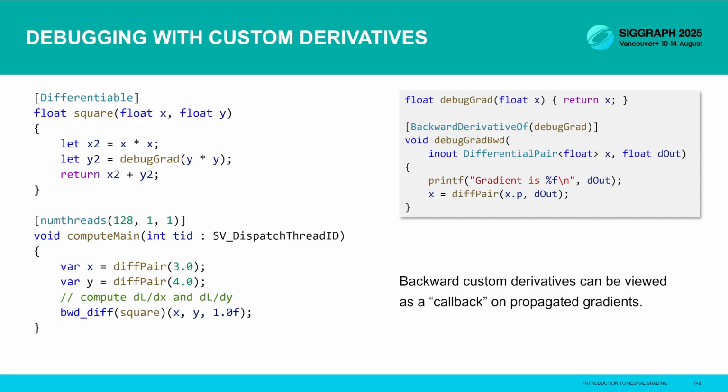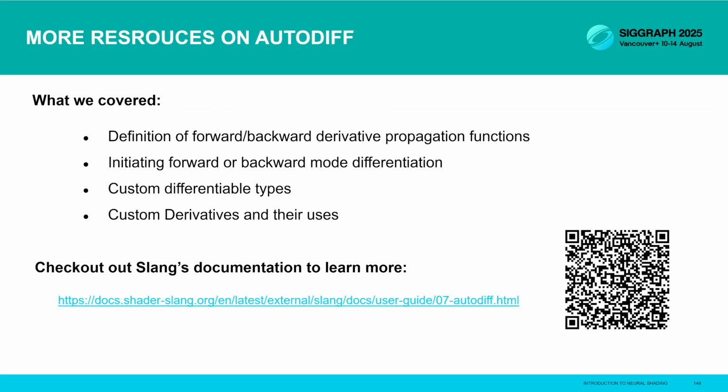You can think about backward gradients as a way to register a callback to intercept the gradients propagated so far, so you can do whatever you want with it, either print it out or write it into a buffer. And that concludes this section.